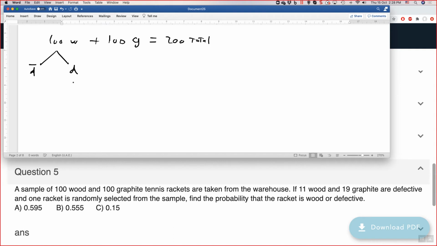So the defective from the 100 are 11. So that means the good ones that are not defective is obviously what? 89. So we can make this analysis as we go, as we read.